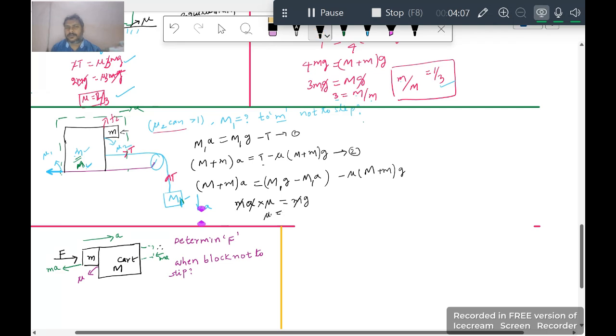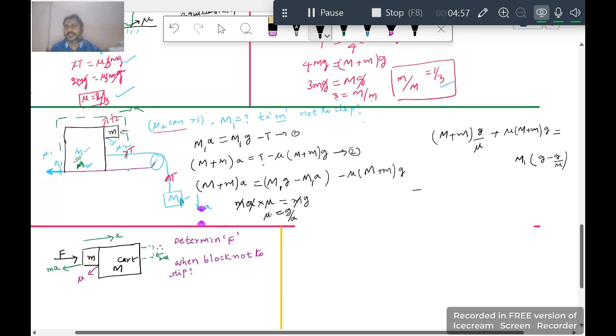Mu is equal to G by A, or A is equal to G by mu. You can substitute. I want m1. So what I will do for getting m1? m plus m into, in the place of A I can write G by mu. So A is G by mu, plus mu into m plus m of G, which is equal to m1 into G minus A, again G by mu.